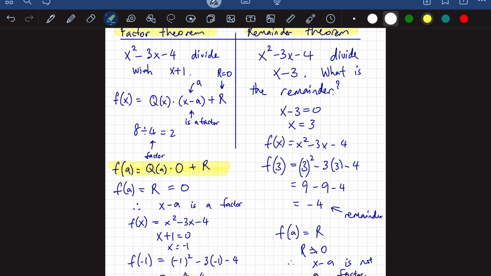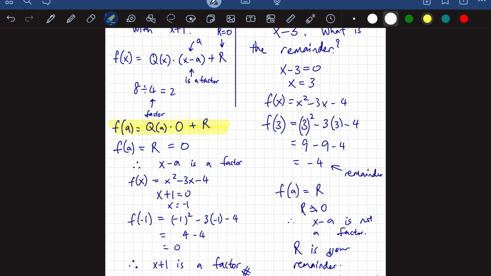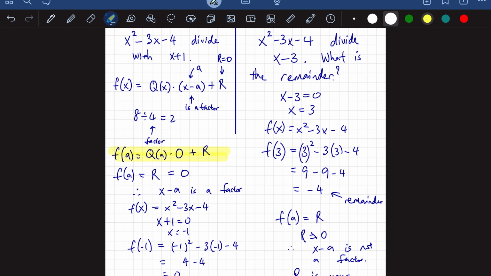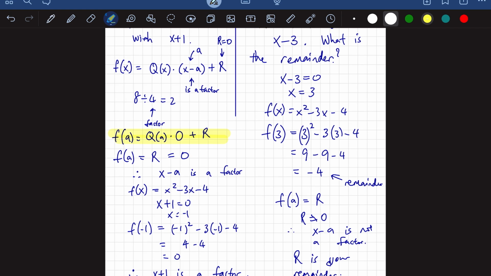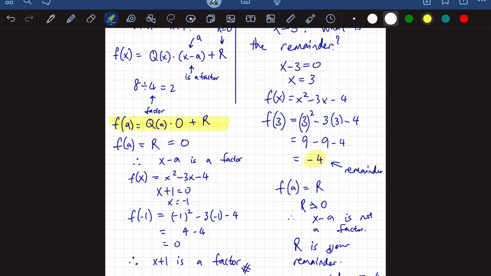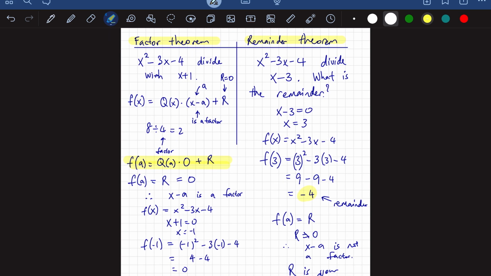I hope that's clear on how we apply remainder and factor theorem. Just remember, for factor theorem, when you divide by a divisor that is a factor, your remainder will be 0. And if it's not a factor, like in the example we've done, x minus 3, you do expect a remainder value. In this case, it's -4. So that is basically a recap of factor and remainder theorem. I hope that's clear.